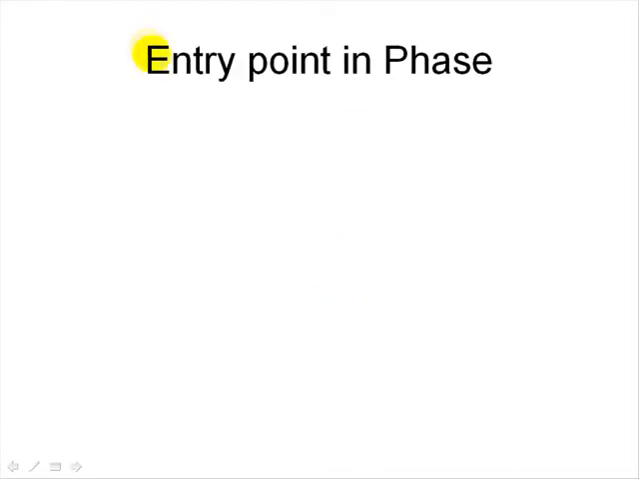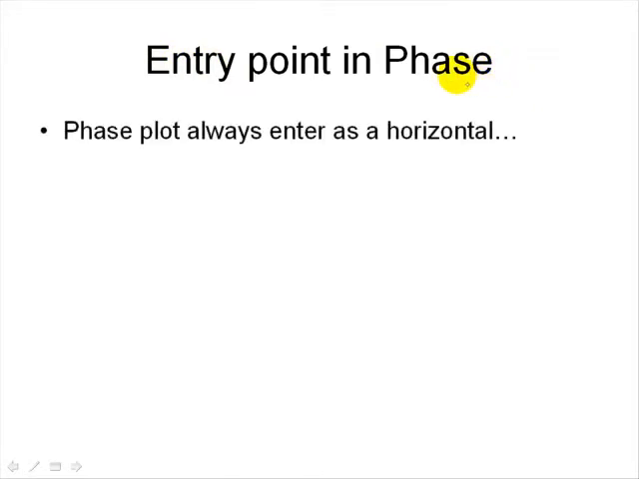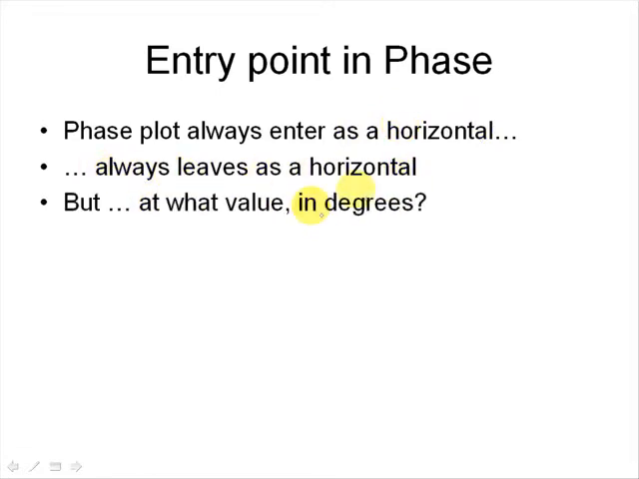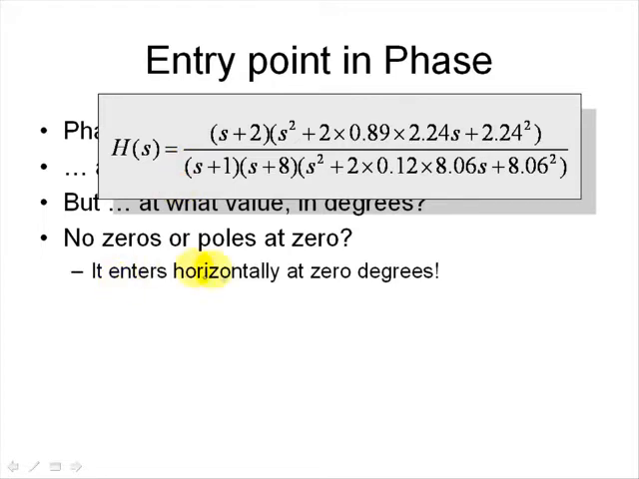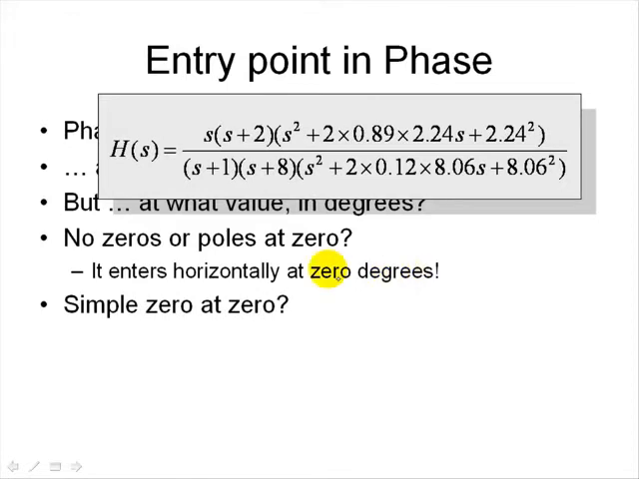Let's establish for phase diagrams what is the entry value from the left. Phase plots always enter on the left and leave on the right as horizontal lines, but the question is, at what value in degrees? If there are no zeros and no poles at 0 radians per second as in our transfer function, the phase diagram enters as a horizontal line with a vertical value of 0 degrees. If there is a simple 0 at 0 as witnessed by this solitary s in the numerator, the phase diagram enters, again horizontally, but at a value of 90 degrees.